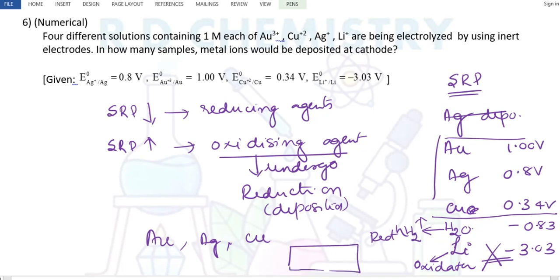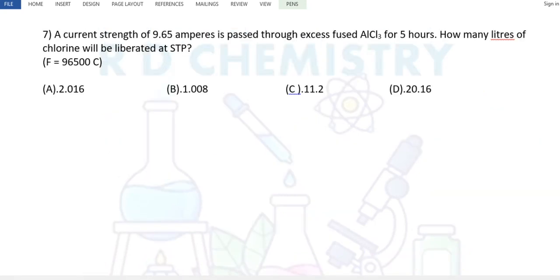So, you should write the answer for numerical type question: 3.00. Okay, right? Question number 7. A current strength of 9.65 amperes is passed through excess fused aluminum chloride for 5 hours. How many liters of chlorine will be liberated at STP?